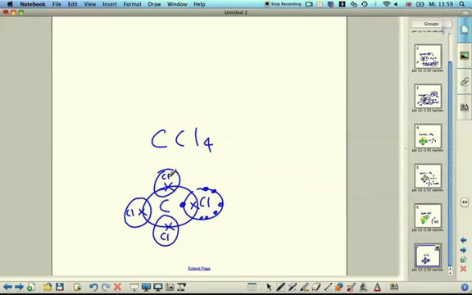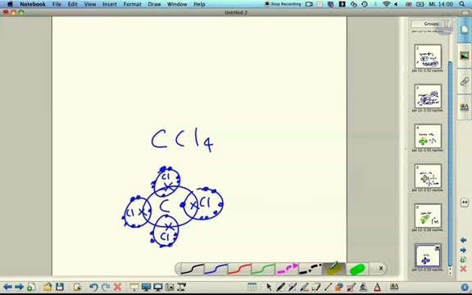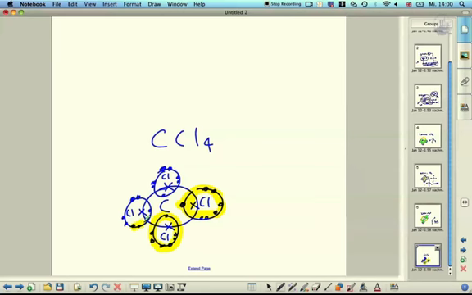Now you have to show this for all of them. Don't be lazy, folks. Put them all in. And you should be able to see that round about every chlorine there are 1, 2, 3, 4, 5, 6, 7, 8. Each chlorine has 8. But each carbon has 1, 2, 3, 4, 5, 6, 7, 8.